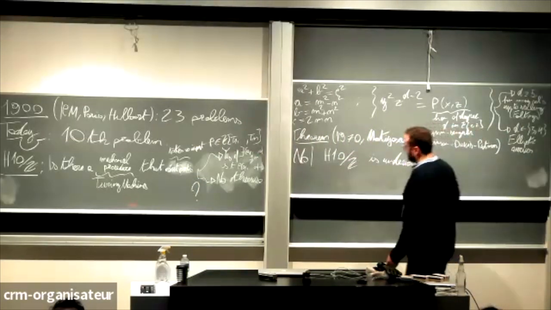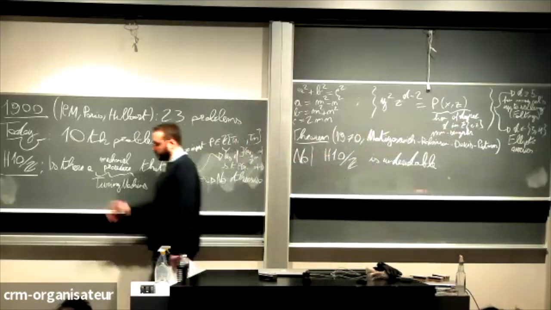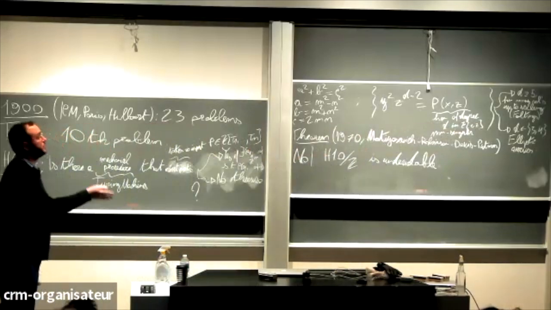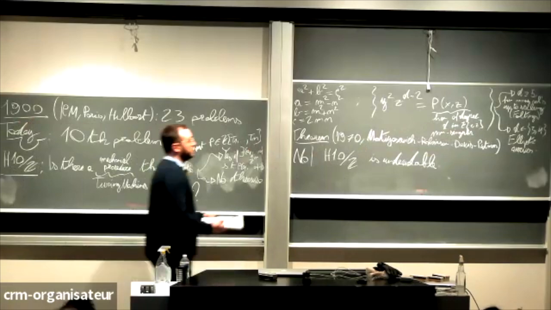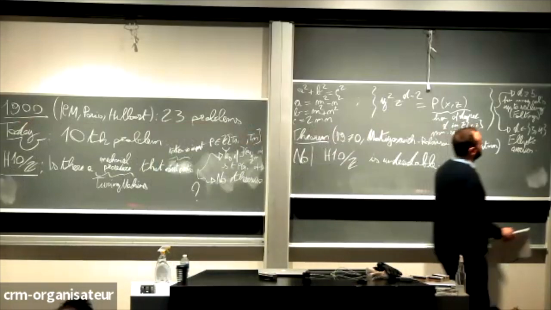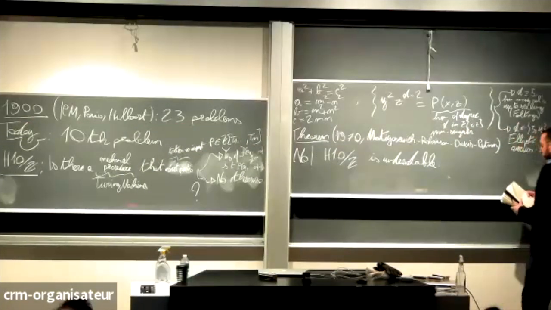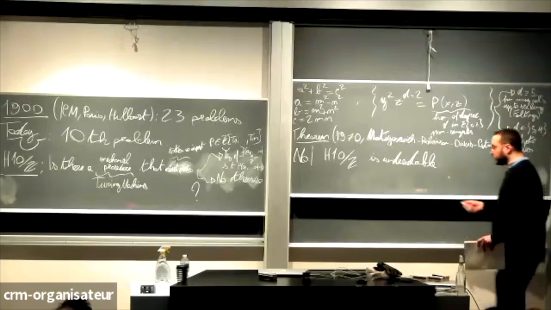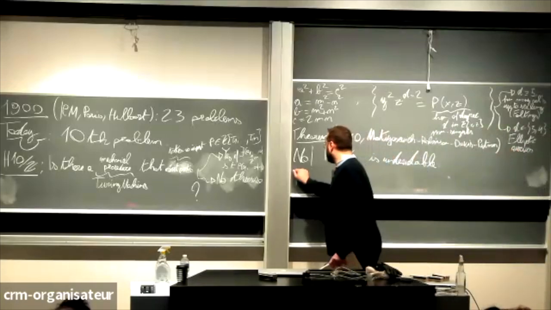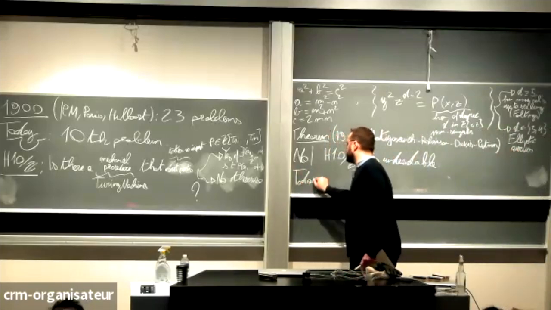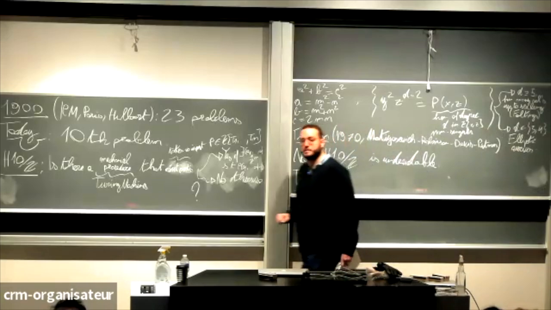There is no procedure that, as an input, can take a polynomial in any number of variables over Z and decides whether there is a Z point. All right, so the focus of today's talk maybe comes from the historical motivation of the question.